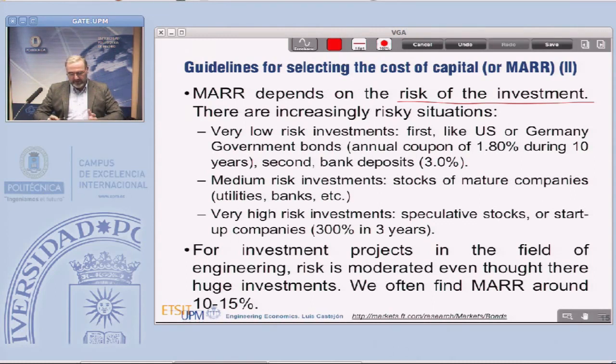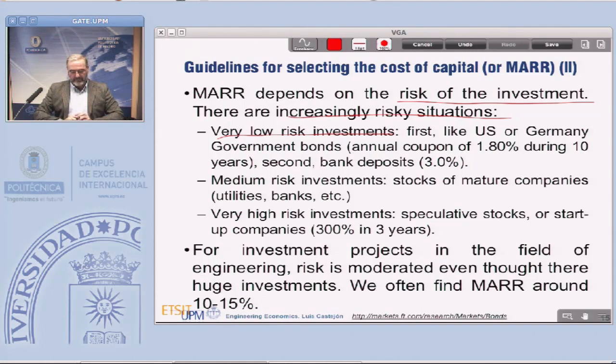So in real life, there are increasingly risky situations. For example, very low risk investment. The very safest investments in the world, the lowest risk investments, are, at least for now, investing in United States or Germany government bonds.